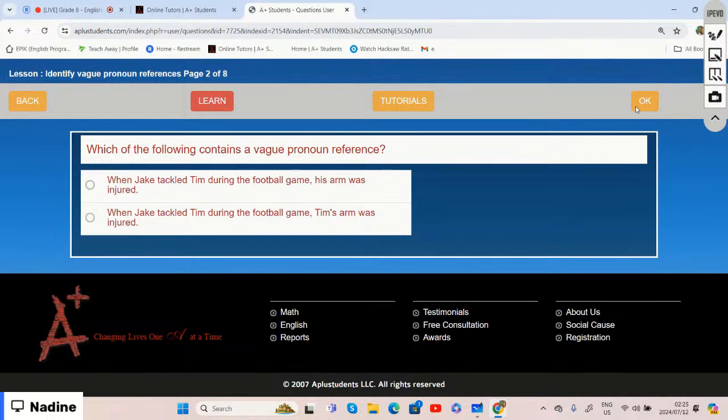All right, the next one says, which of the following contains a vague pronoun reference? Option one says, when Jake tackled Tim during the football game, his arm was injured. Or do we say, when Jake tackled Tim during the football game, Tim's arm was injured?